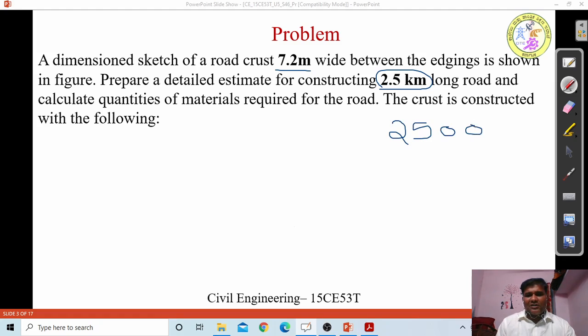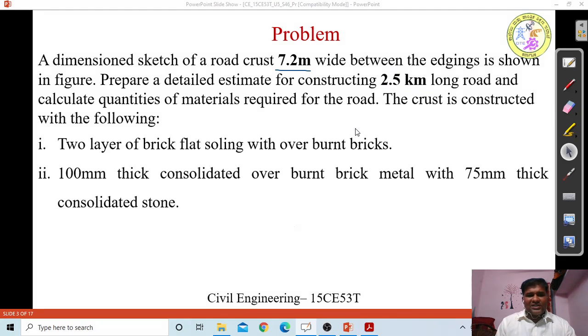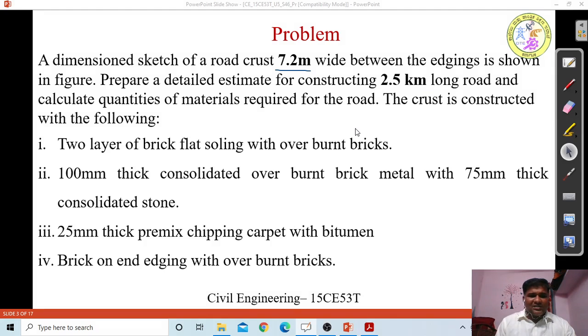2500 meters long road, and these are the quantities that have to be estimated. That is, two layers of brick flat soling with overburnt bricks, 100 mm thick consolidated overburnt brick metal with 75 mm thick consolidated stone, 25 mm thick premixed chipping carpet with bitumen, and brick on end edging with overburnt bricks.